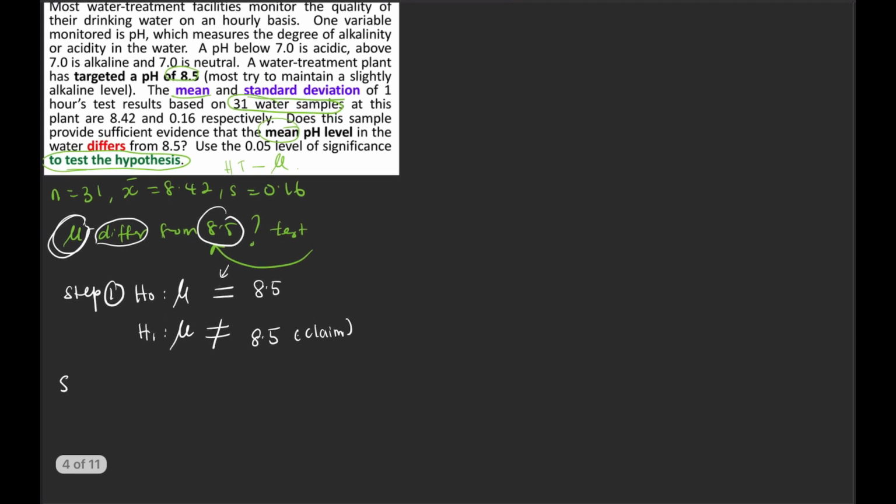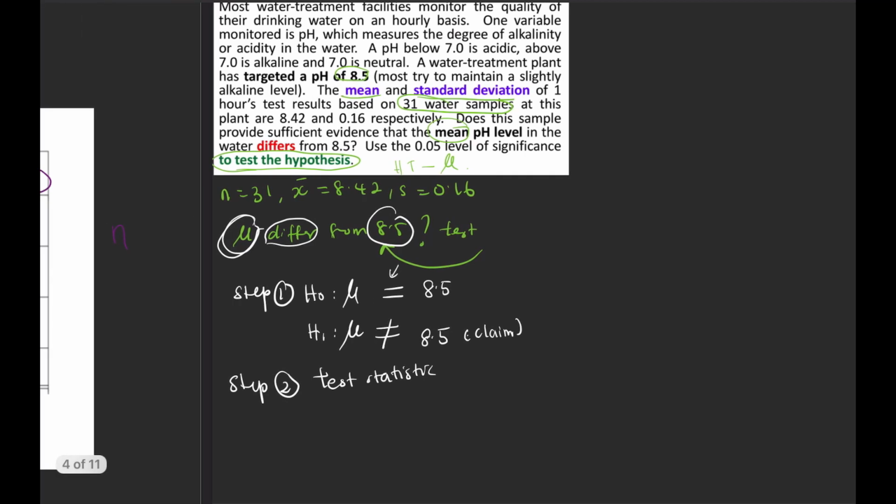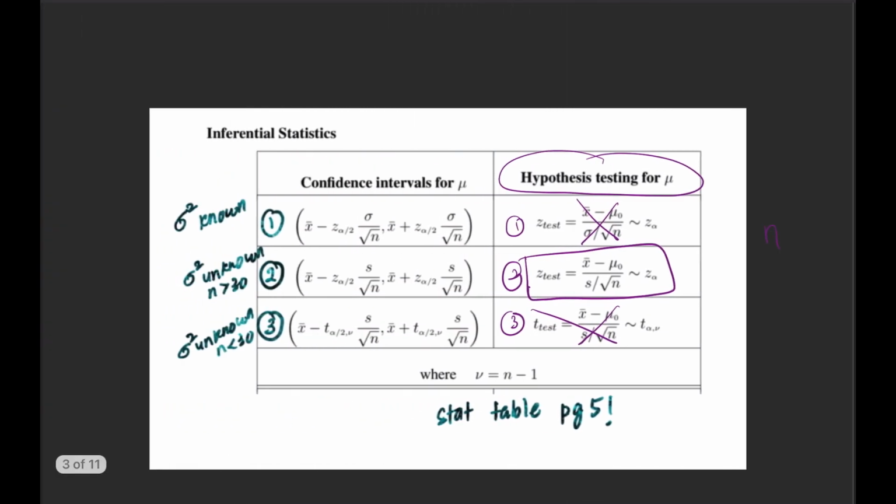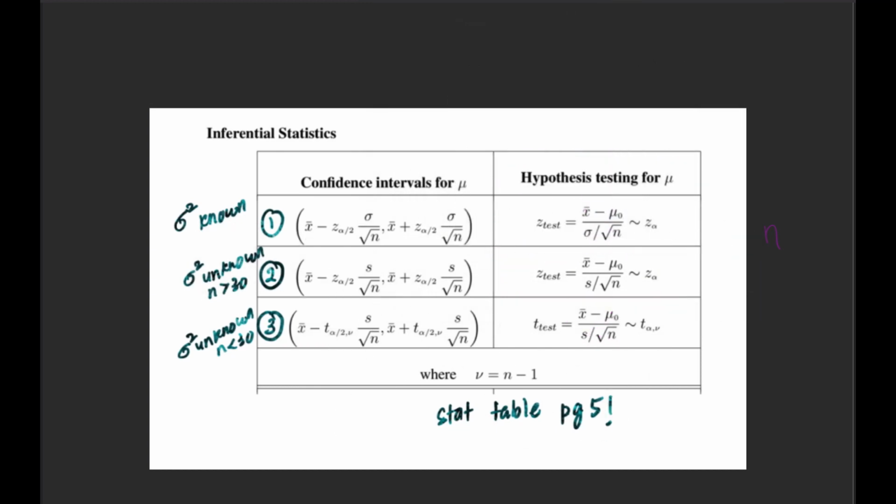For step number 2, the test statistic, we will refer to the formulas in the stat table. Which formula do we want to use, z-test or t-test? Look at our formula here for hypothesis testing for mu. We have 3 formulas: z-test, z-test and t-test. So which formula do you want to use?